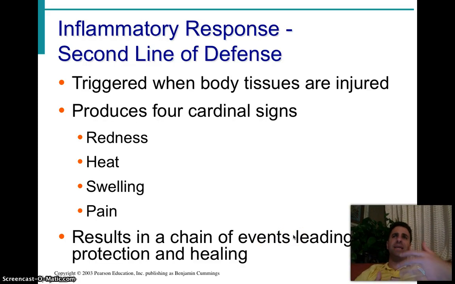It also increases the leakiness of the capillary walls, and this makes the area very red because there's more blood flow. It makes it hotter because blood is slightly hotter than normal tissue temperature. Also causes swelling, more fluid to the area, and pain. And this is important for protection and healing.